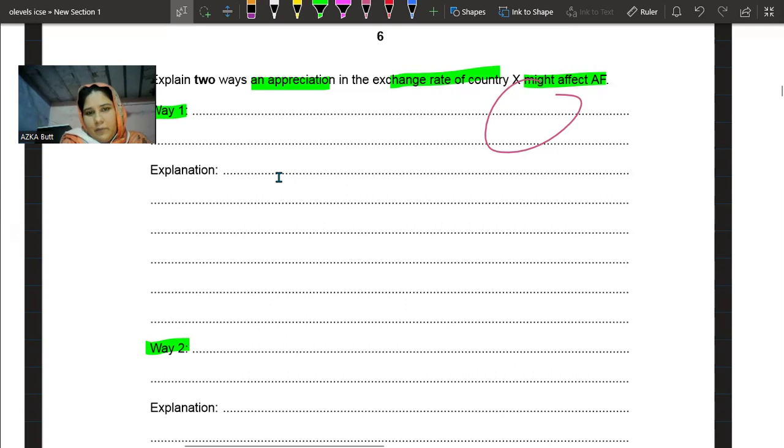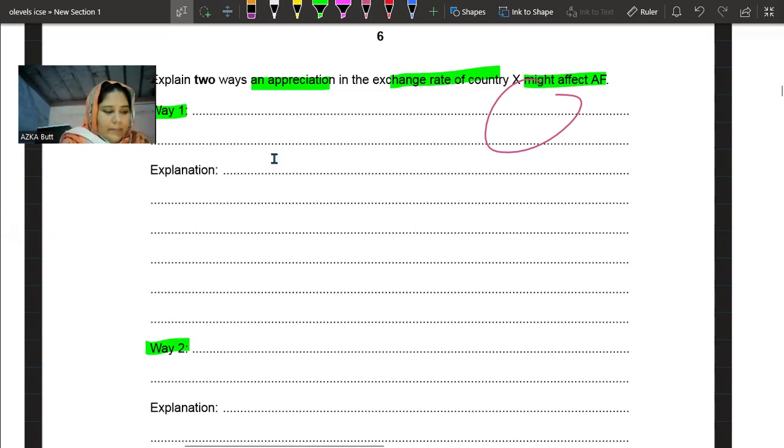And if we talk about way two, how can an appreciation of the exchange rate affect the AF in a positive way or maybe in a negative way? So maybe we can say that it may increase spending on AF meals. So what does that mean? It means that low prices of imported consumer products may mean a lower proportion of income spent on the essentials. So this is also a reason.